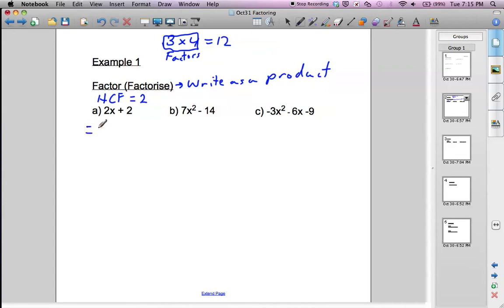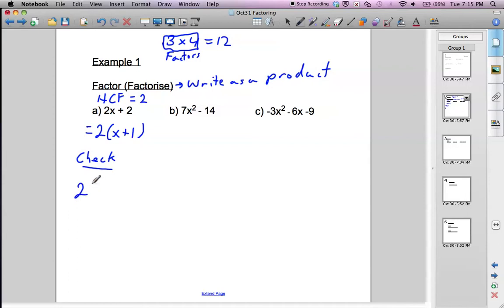So what you're going to get is 2 times something in brackets here. You're going to have 2 times what binomial will give you 2x plus 2. To get the 2x, 2 times x will give you 2x. And to get the 2 over here, 2 times 1 will give you 2. So these two expressions are equal. We can check that.